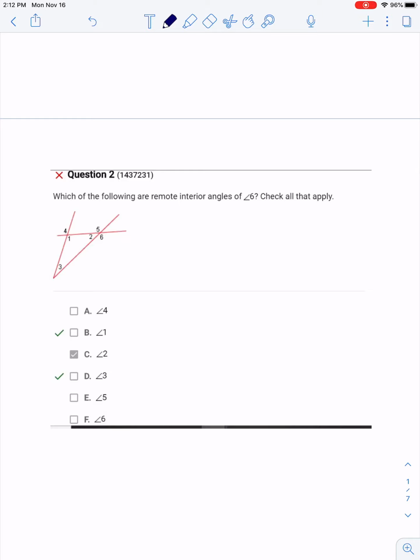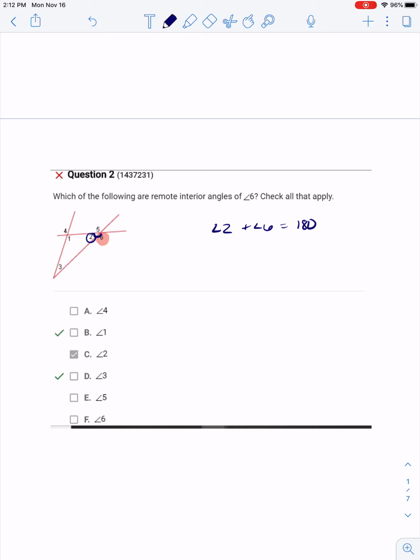Okay. Number 2 says, which of the following are remote interior angles of angle 6? So kind of what I just did in red. From angle 6, that's an exterior angle that goes with right here angle 2. So again, these two together make a straight line. So if these two together make a straight line, and angle 2 and angle 6 are 180, so I'm going to write that. Angle 2 plus angle 6 are 180.